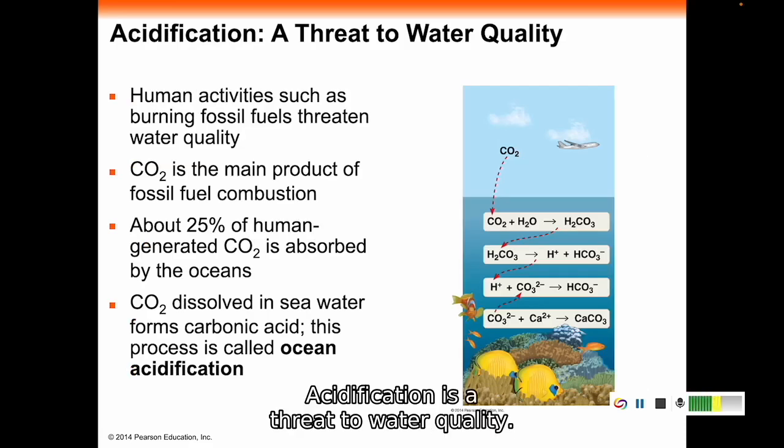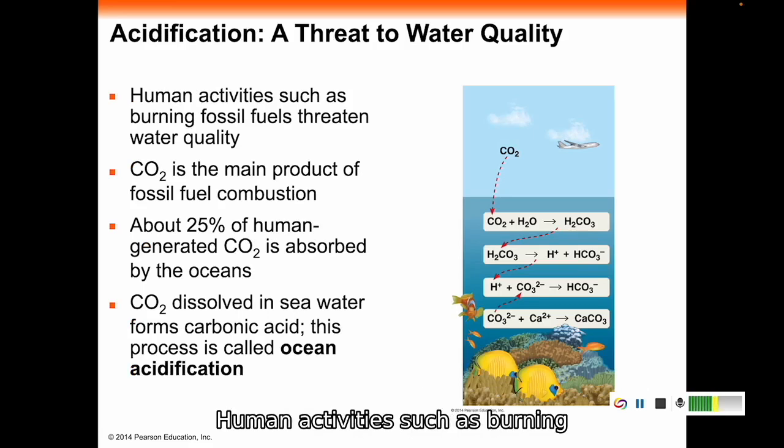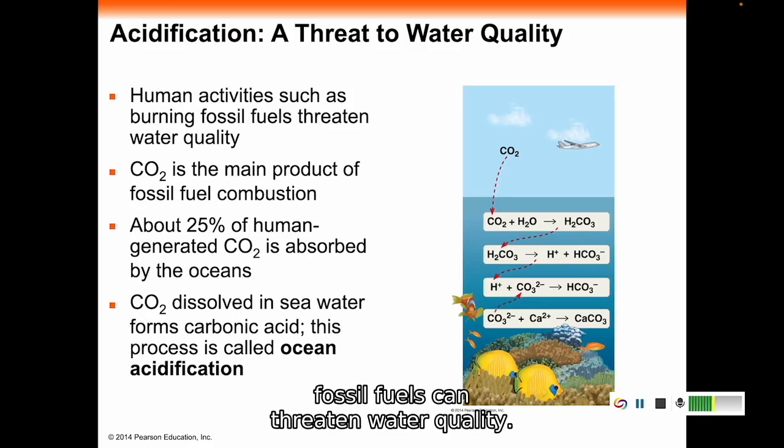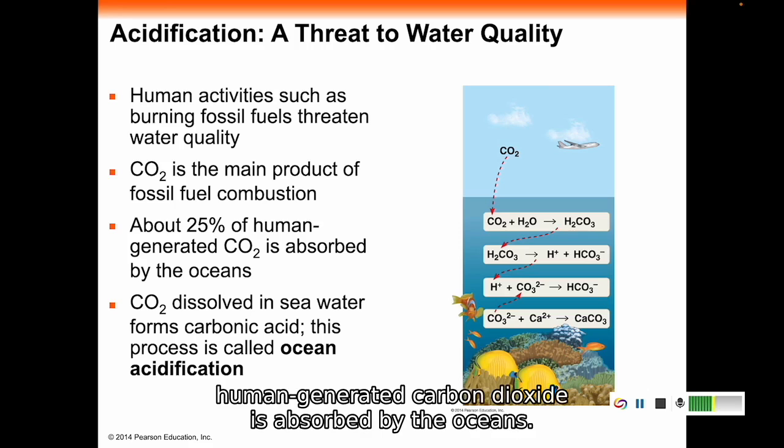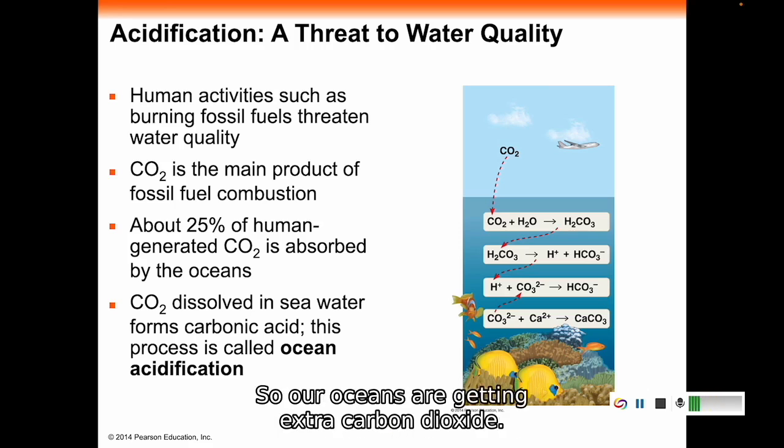Okay, acidification is a threat to water quality. Human activities such as burning fossil fuels can threaten water quality. Carbon dioxide is the main product of fossil fuel combustion, whether from airplanes or cars. About a quarter of human-generated carbon dioxide is absorbed by the oceans. So our oceans are getting extra carbon dioxide.